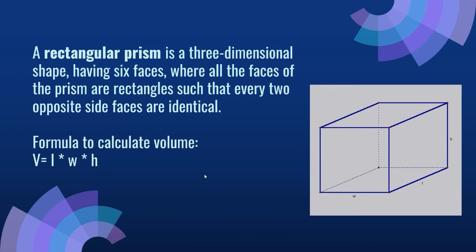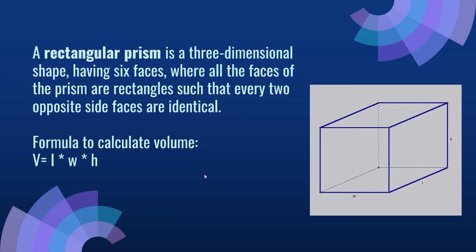To compute the volume of a rectangular prism, we use this formula: volume is equal to length times width times height. Here, we see this object shown on the right side having its length, width, and height.